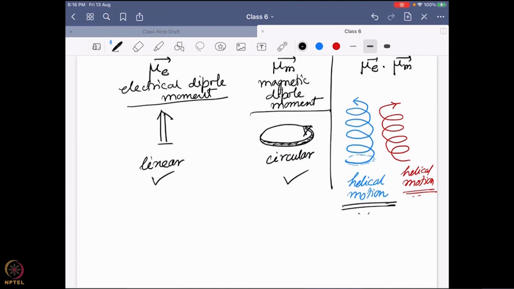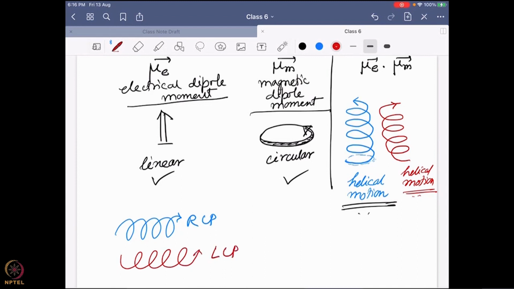Once you created this helical motion, what will be the effect? Now it can detect the incoming. If you remember, in the molecule, I am actually giving an RCP or LCP, which are helical in motion.